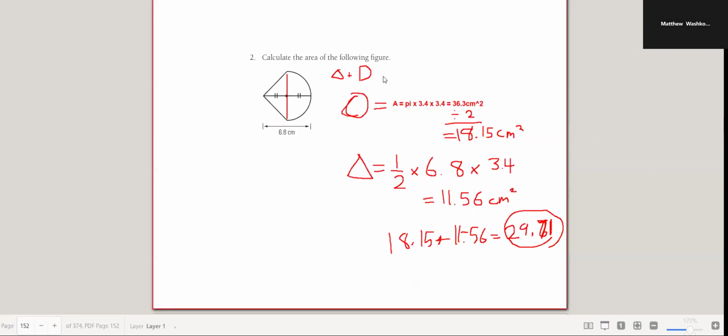Okay, now for question 2, my circle, I got 36.3. I had to cut it in half. I got 18.15. My triangle, it's a half times my base, which is 6.8, right? Both these red lines here are 6.8, times my height.